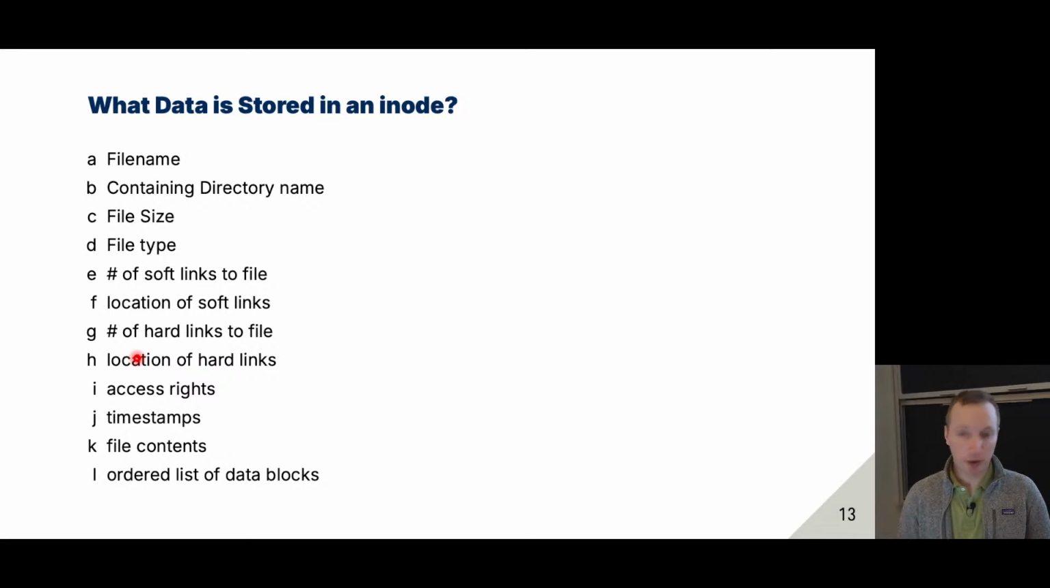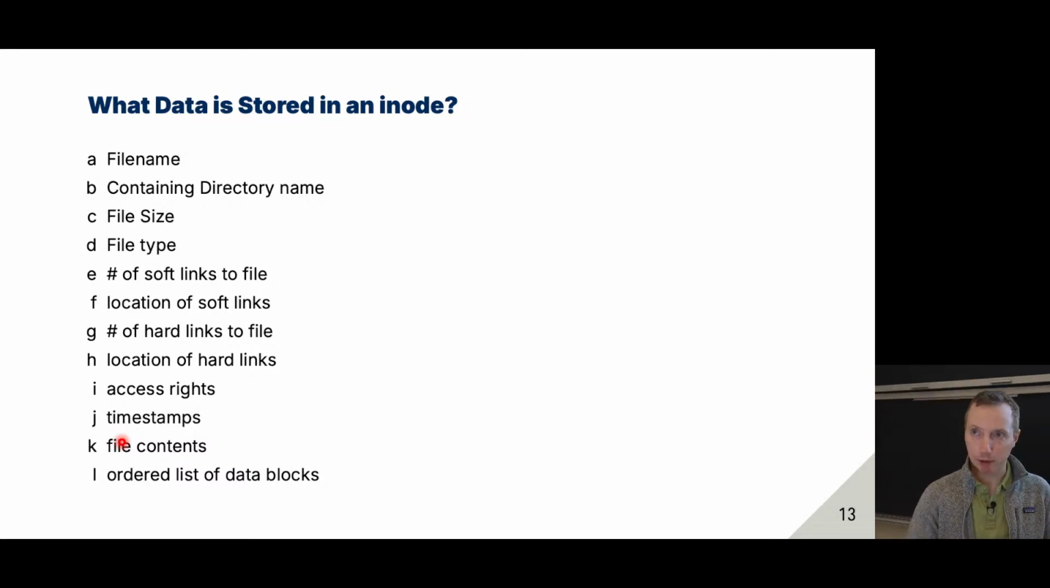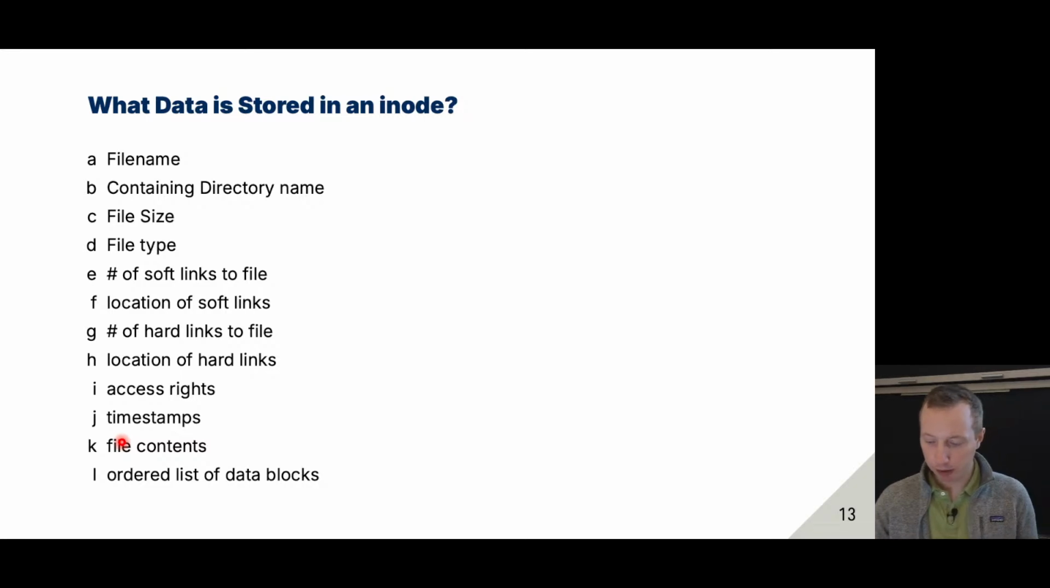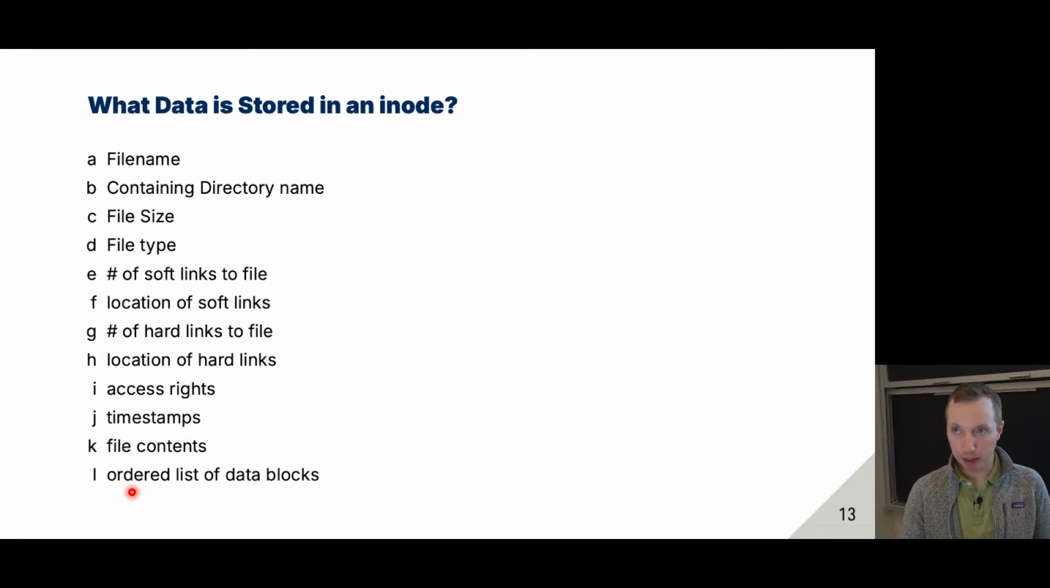But it does not know the location of the hard links, so you'd have to walk through your entire file system starting at root. Other things it would store are access rights, timestamps, and then the file contents. Most of the time, it just points to blocks that actually have the content of the file. And it also, by definition, has an ordered list of data blocks.